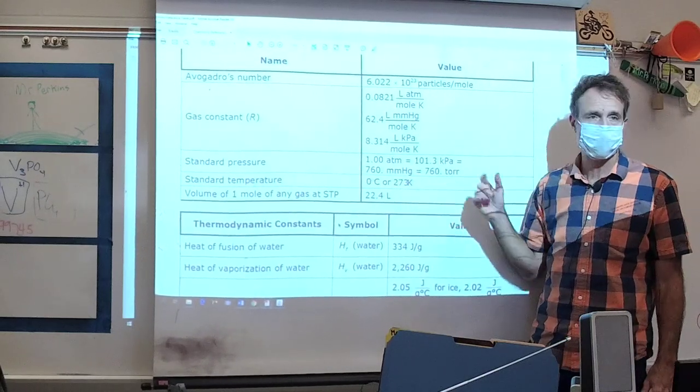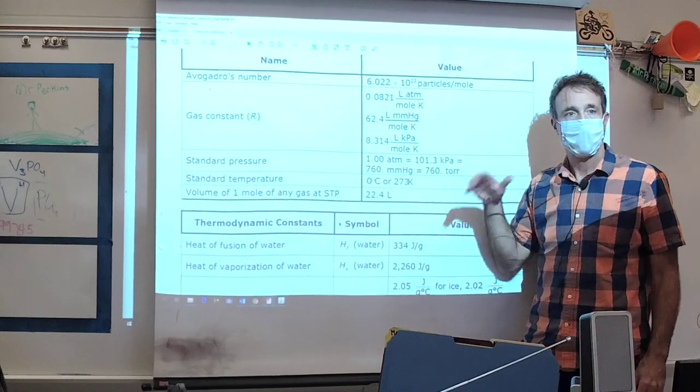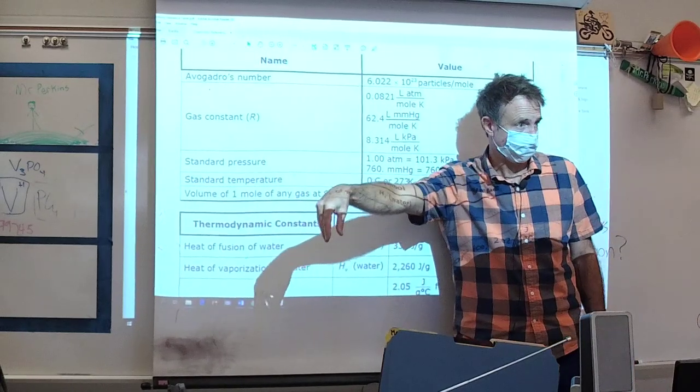So these are just different units of pressure. All 3 of these are the same thing. So don't get nervous if you go, oh, what's a kilopascal? Put that number for pressure. Does that make sense?